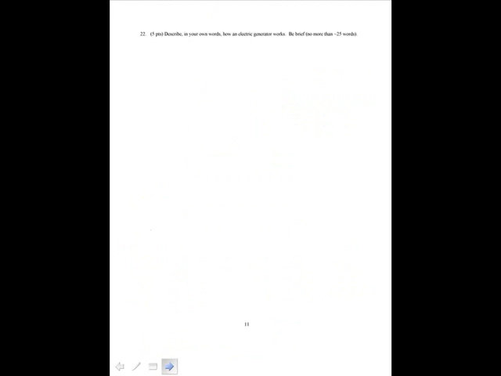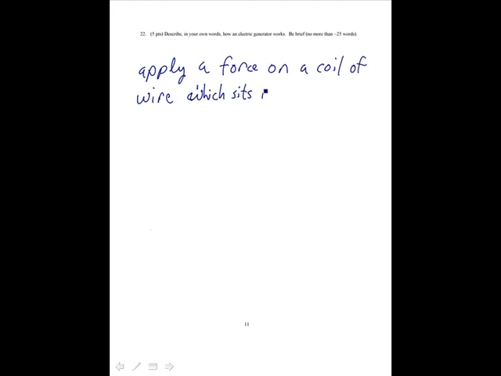All right, describe in your own words how an electric generator works. Be brief. Largely what I was looking for, and sometimes I got a lot more than this, was that a generator applies a force on a wire, or a coil of copper wire, which sits in a magnetic field. And this causes a current to flow in a wire.